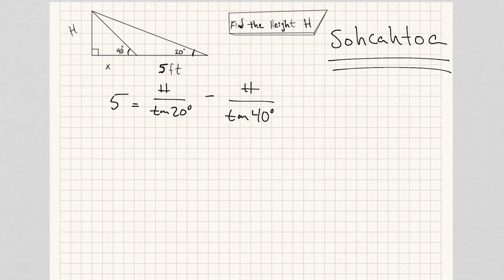So what I'm going to do is, the opposite of distribution is factor. I'm going to factor this h out of this right-hand side. And what that looks like is this. I have 5 equals h times 1 over tangent of 20 degrees minus 1 over tangent of 40 degrees.